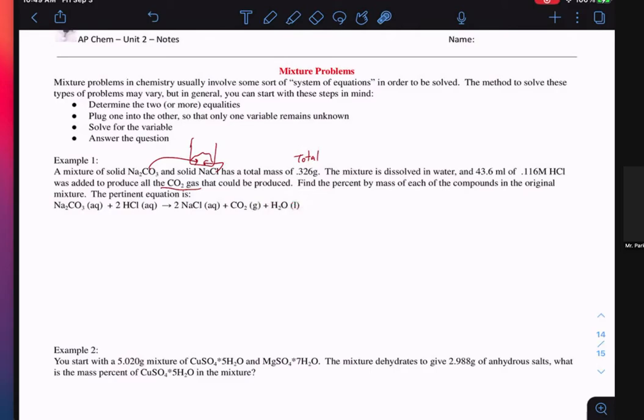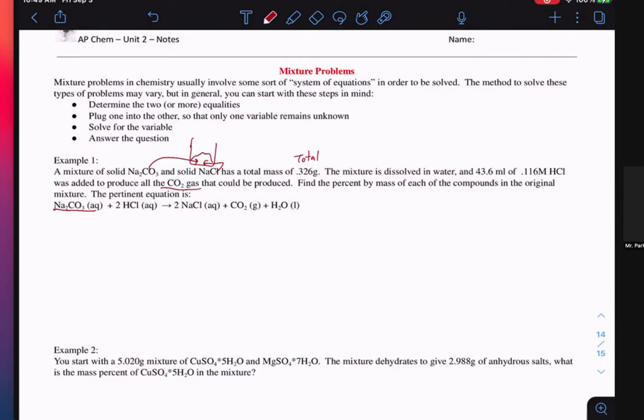Now notice that in this mixture, you have two compounds present, sodium carbonate and sodium chloride, yet the reaction only shows sodium carbonate reacting. And the result of that reaction is sodium chloride, which tells you that the sodium chloride is inert. It's there, but the sodium chloride is not doing the reacting. It's only the sodium carbonate. The goal of any mixture problem is to find out what the original proportions were. What percentage of the original was the sodium carbonate? What percentage was the sodium chloride?